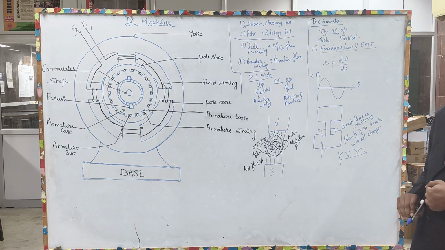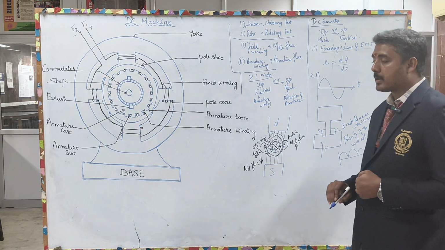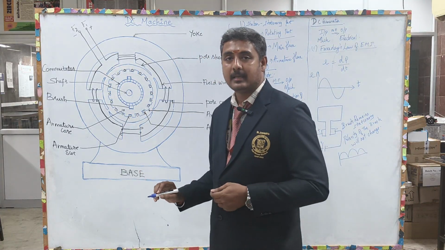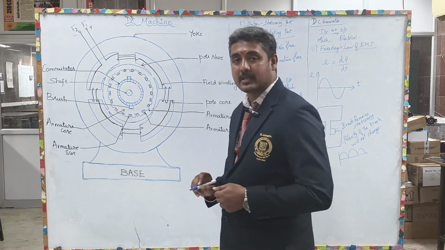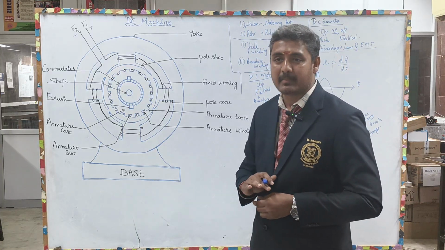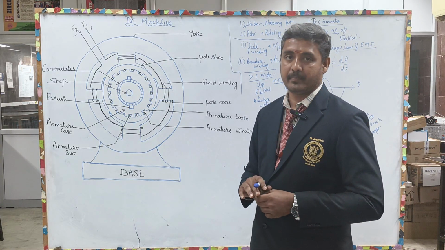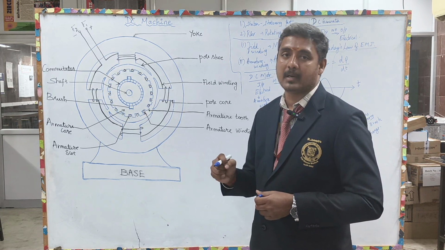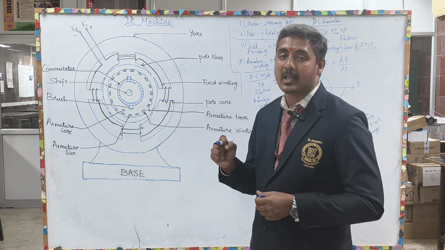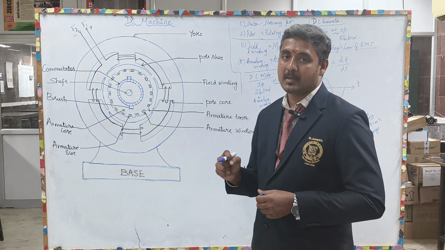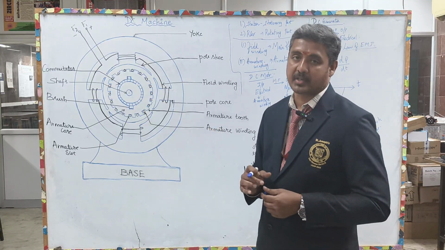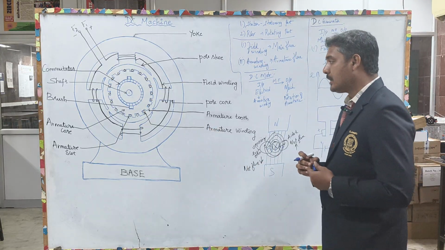Okay, and this entire structure is placed over the base of the machine. Base is nothing but the bed of the machine, where it should be sturdy and it has to withstand the rotating system with robust construction.